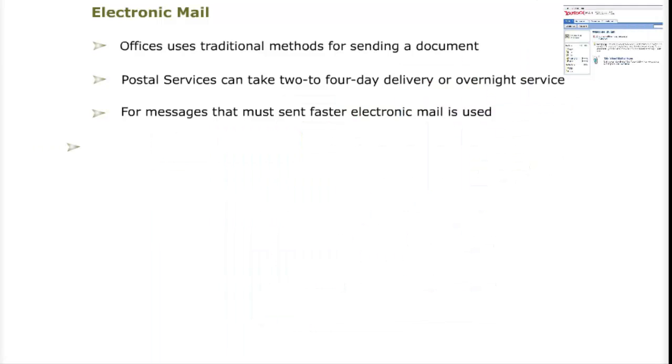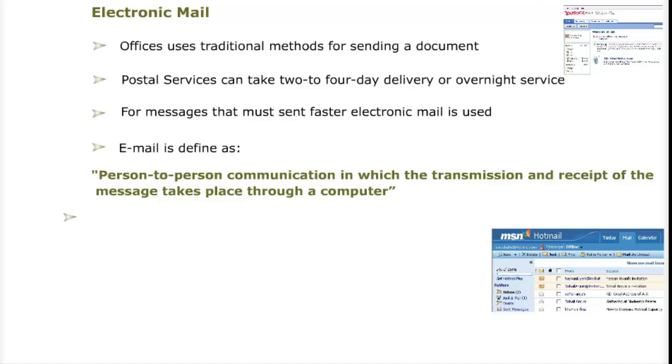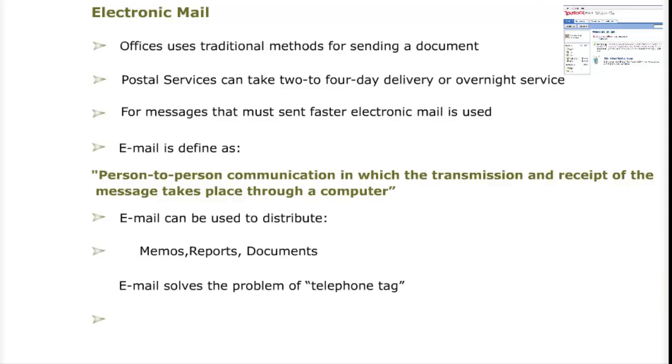Electronic mail, or email as it is often called, is most commonly defined as person-to-person communication in which the transmission and receipt of the message takes place through a computer. Electronic mail can be used to distribute memos, reports and documents without sending them through the mail room. Email helps solve the problem of telephone tag.